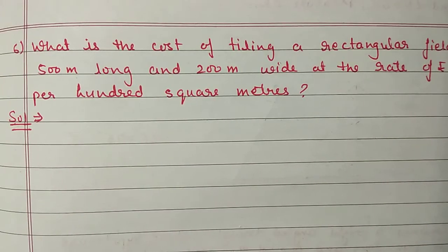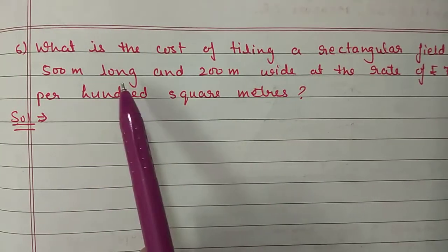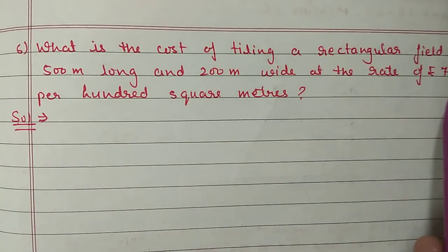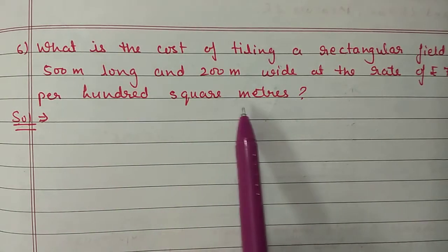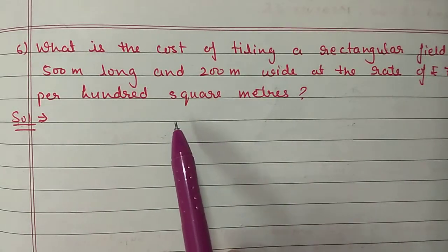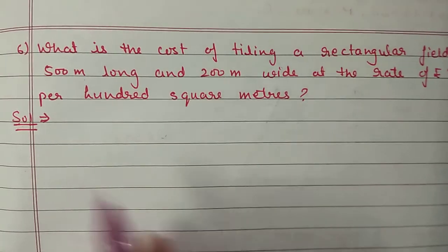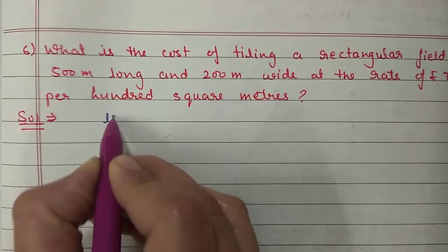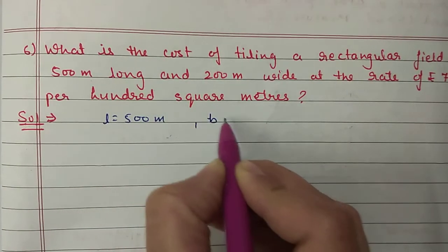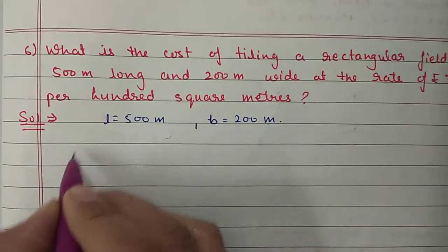Next, question number 6. What is the cost of tiling a rectangular field 500 meter long by 200 meter wide at the rate of 7 rupee 50 paise per 100 square meter? We have to put tile here on a rectangular field. It means we have to find out the area of the rectangular field. Length is given 500 meter. Breadth is given 200 meter. So first we will find out the area of the field.